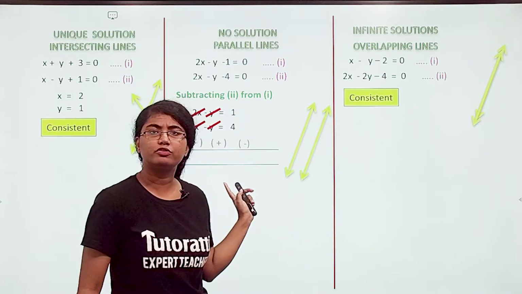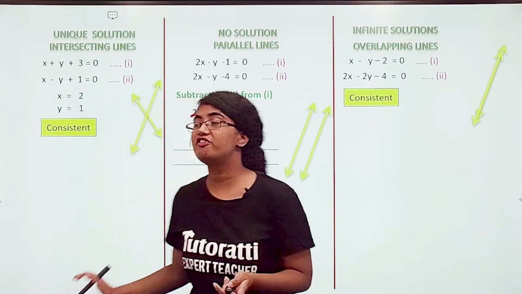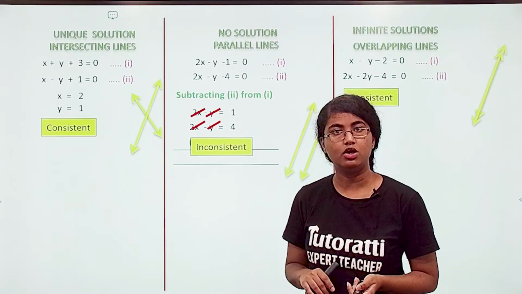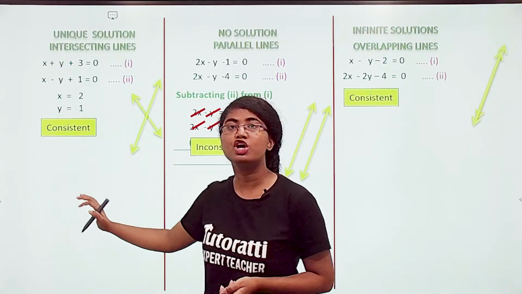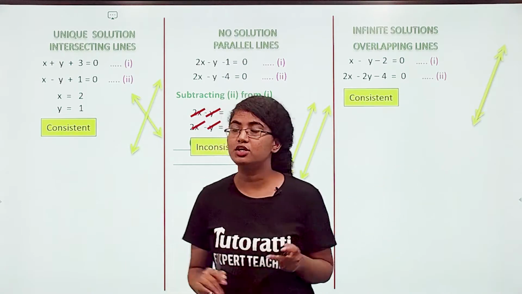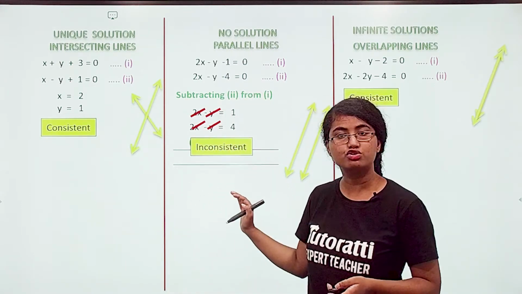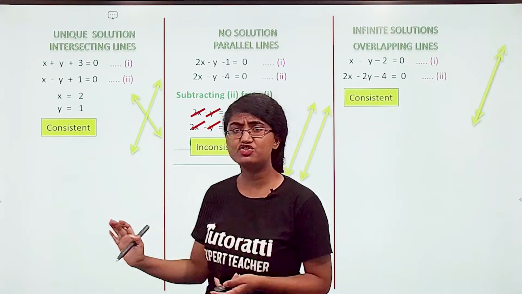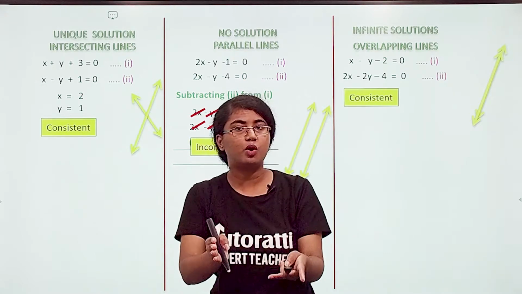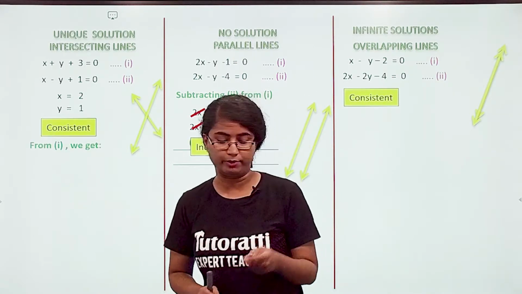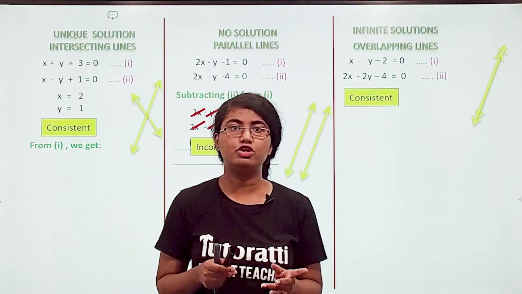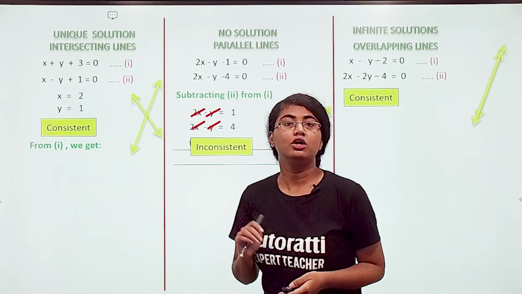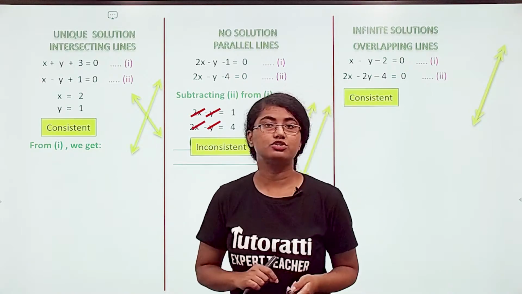What about the case where we find no solutions? That becomes inconsistent. When we find solutions, the nature of the equations is consistent, and when we find no solution, the nature of the equations is inconsistent. Let's pull this together in one table and understand this one more time. Before that, we want to establish conditions for consistent and inconsistent nature.